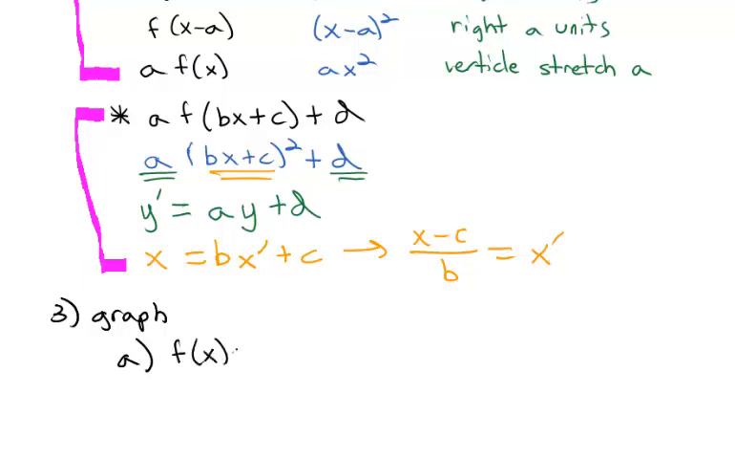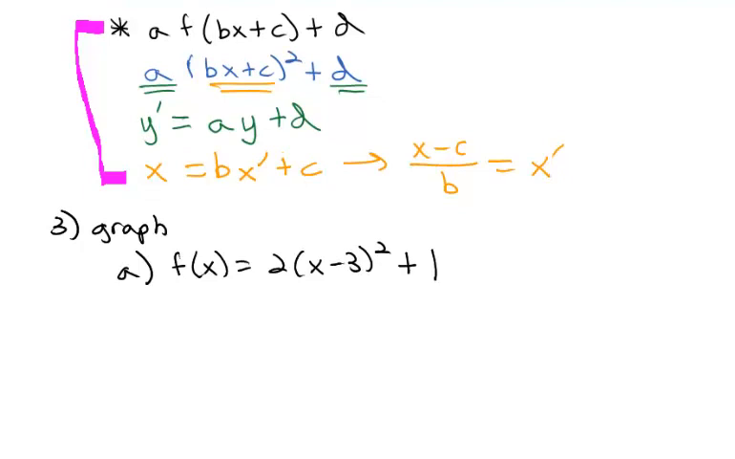Let's graph the function f of x equals 2 times (x minus 3) squared plus 1. We see this minus 3 inside the parentheses. That's what moves us horizontally, left and right. It's going to move opposite of what we expect. This graph's going to move right 3 units. We also see the plus 1, which is outside the parentheses. It's going to move up 1 unit. And we also see a vertical stretch, not shift, of 2.